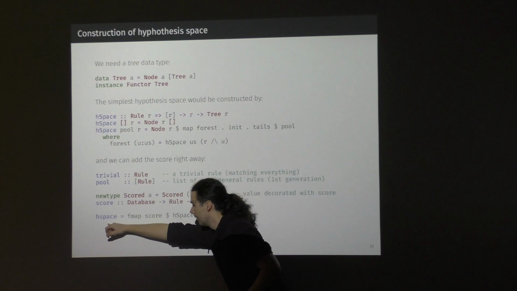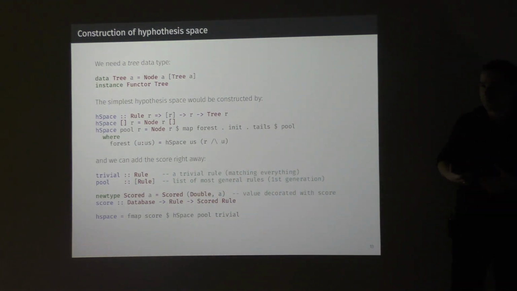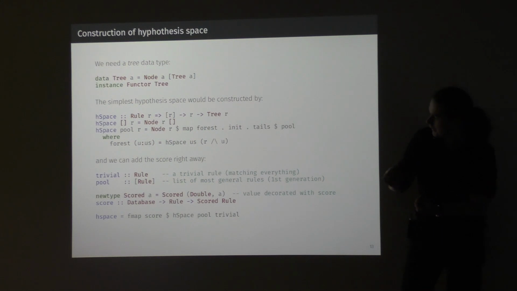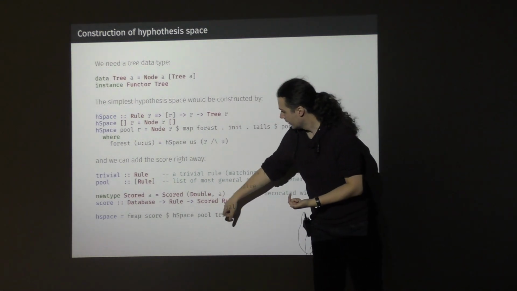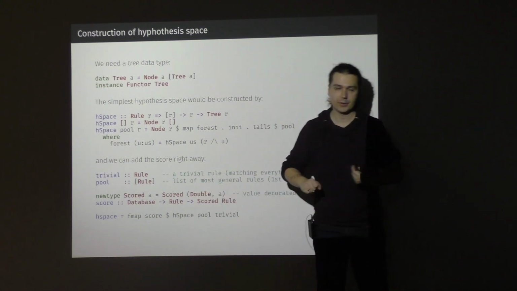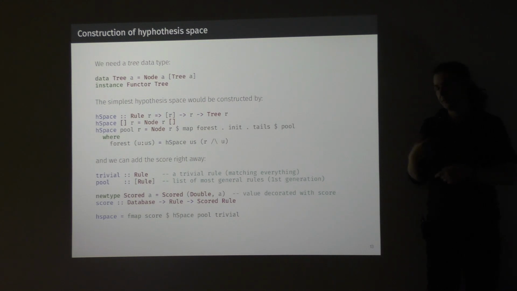So H space is this big, enormous, practically infinite tree, because it's so large that, well, it will never fit into memory, with the rules that already have a score in it. I slightly changed the score function. It produced this scored value. It is the rule decorated with the score, because, well, in the end we care about the score, but also about the rule.